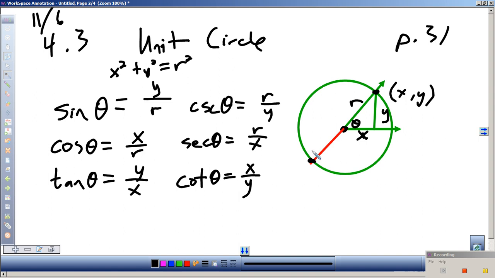So if we were looking at this one right here, is tangent going to be positive or negative? Positive. Okay, how can you tell? If you said it's always going to be positive, no, I said r is always going to be positive. Tangent? Yes. So is y positive or negative here? Negative. Is x positive or negative? Negative. So you have a negative over a negative, which is positive.